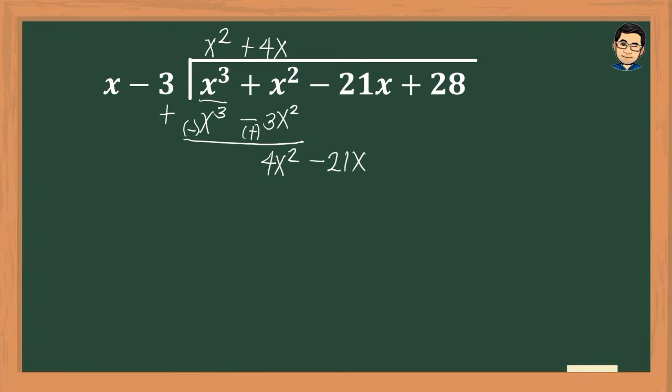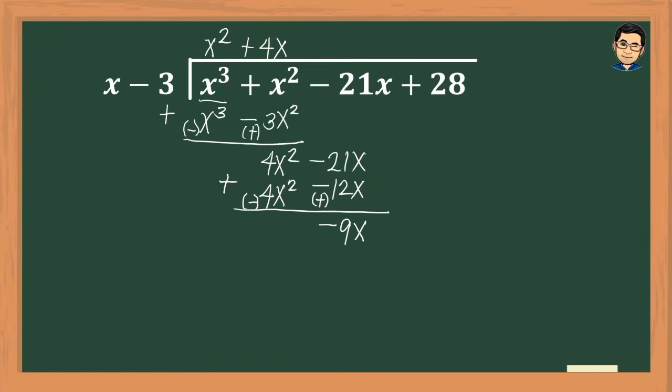And then we multiply again 4x times x, that is 4x squared. And then 4x times negative 3, that is negative 12x. Again, we subtract. We change the sign of the subtrahend. 4x squared will become negative. Negative 12x will become positive. And then, i-add natin 4x squared plus negative 4x squared, that is 0. Negative 21x plus 12x, that is negative 9x, because we follow the sign of the bigger value. So, yung bigger value po natin dito is negative 21.